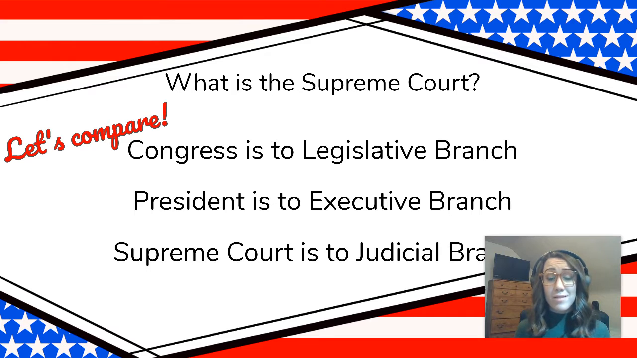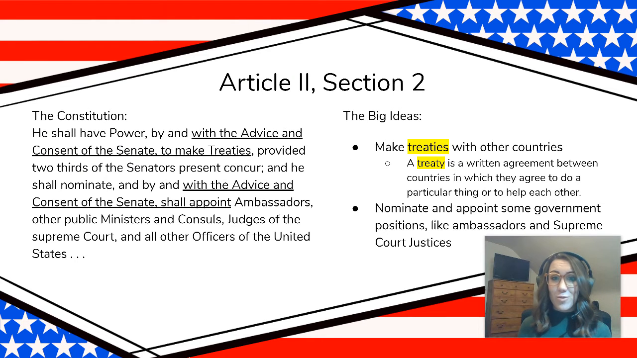First, what is the Supreme Court? You're going to move on to a unit on the judicial branch next, but let's do a little bit of comparison. Congress is to the legislative branch, as the president is to the executive branch, as the Supreme Court is to the judicial branch. That's all to say that the Supreme Court is the top dog of the judicial branch, and it's a bench of 9 judges. So how are they chosen? Well, by the president, of course.